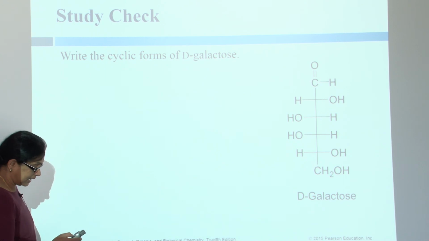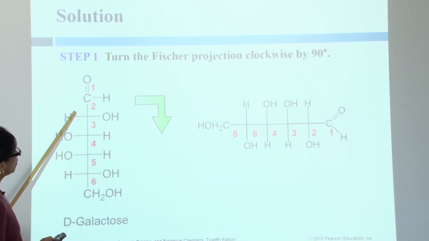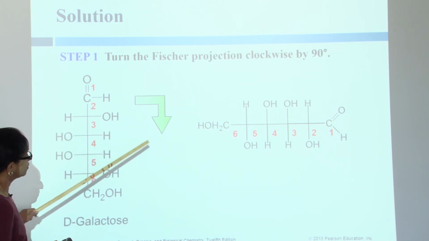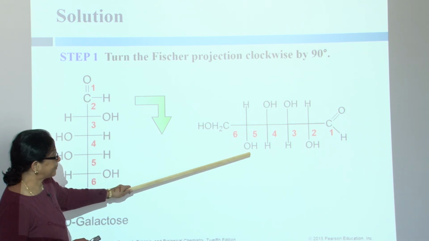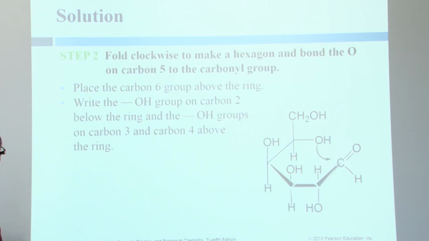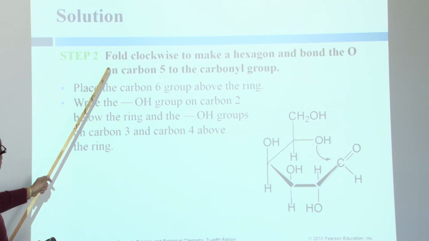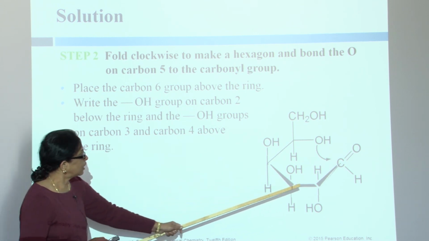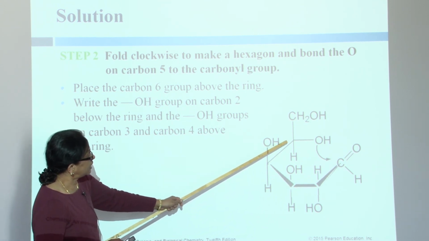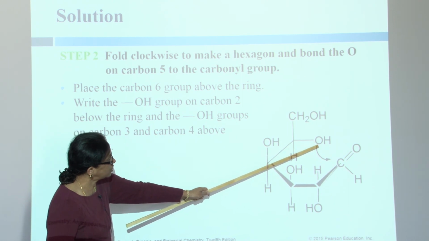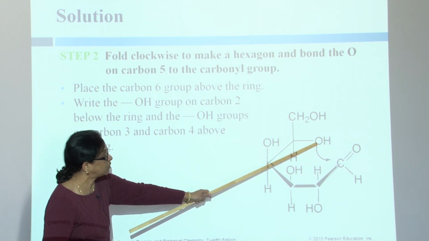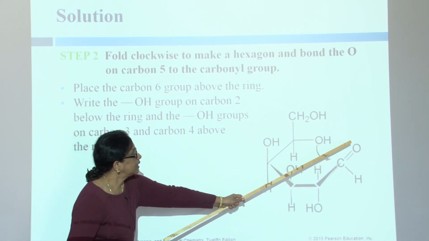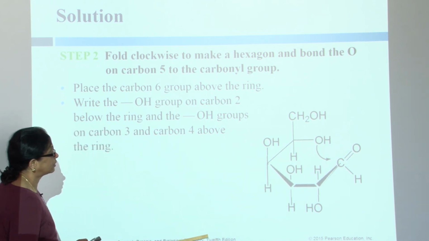So let us set up the cyclic structure. Step 1, turn the Fischer projection of galactose horizontal, 90 degrees. Then fold clockwise to make a hexagon and bond the oxygen of carbon 5 to the carbonyl group. The oxygen of the carbon 5 hydroxyl group connects to the carbonyl carbon, and the hydrogen connects to the oxygen to create a hydroxyl group.